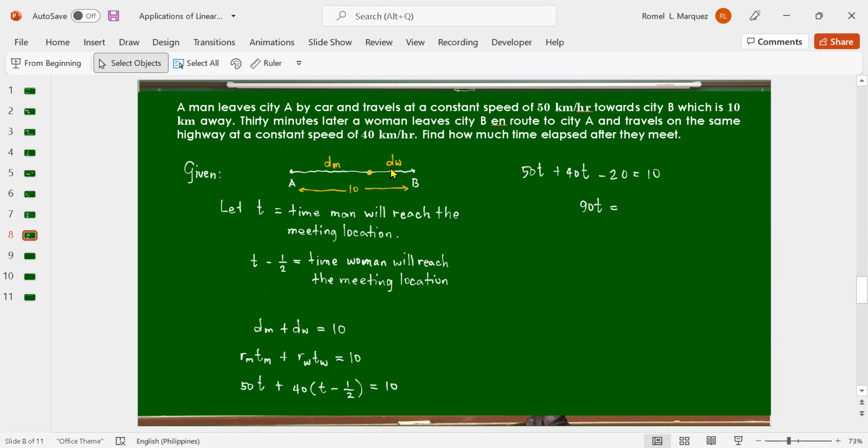Kasi mas mahaba ang distance na travel nito eh. Late siyang umalis eh. Okay? So bawasan natin siya ng time. Yung man, ang time ni woman is T minus 1/2. This is 30. So what is T, guys? 1/3 hour. Or that is 20 minutes. Okay? Get it, guys? Okay, guys.